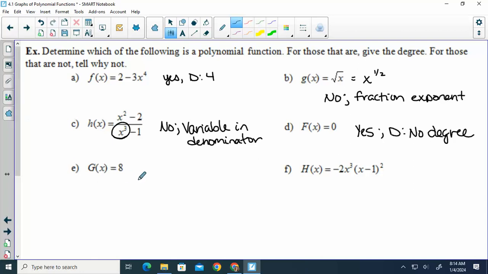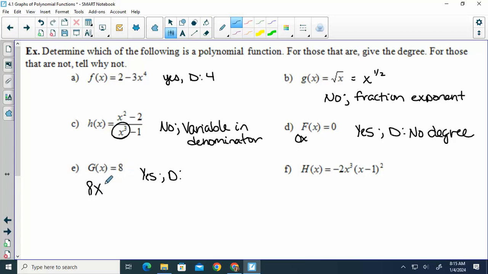All right, E. Is this one a polynomial? Yes. Okay, now let's talk about the degree. Is 8 the same thing as 8x? No. It works up here because 0 times anything is still 0. But is 8 times x the same thing as 8? No.